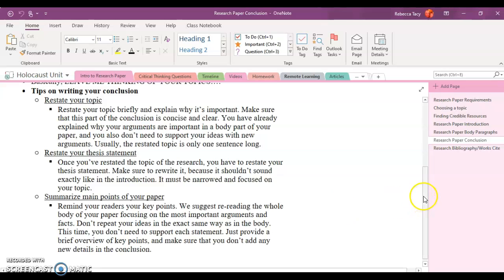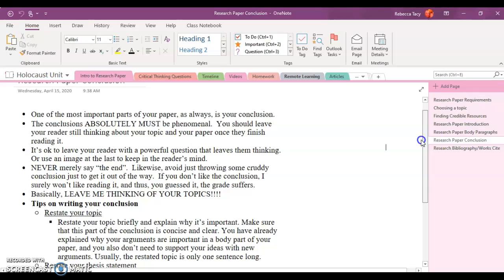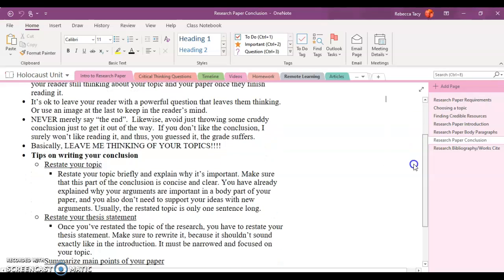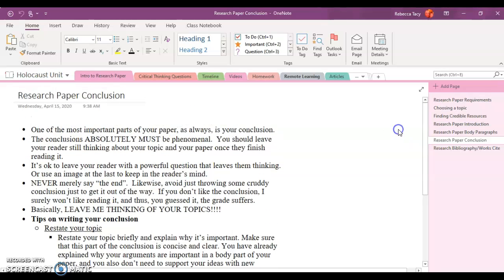So this is going to be for your conclusion, the very last sentence of your paper. And once this is done, you are almost done with the entire thing, and you just have a very quick thing to do, and that would be your citations.